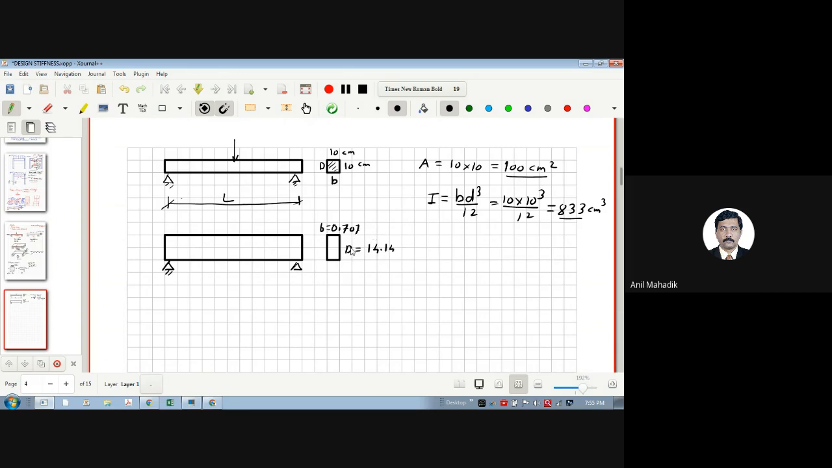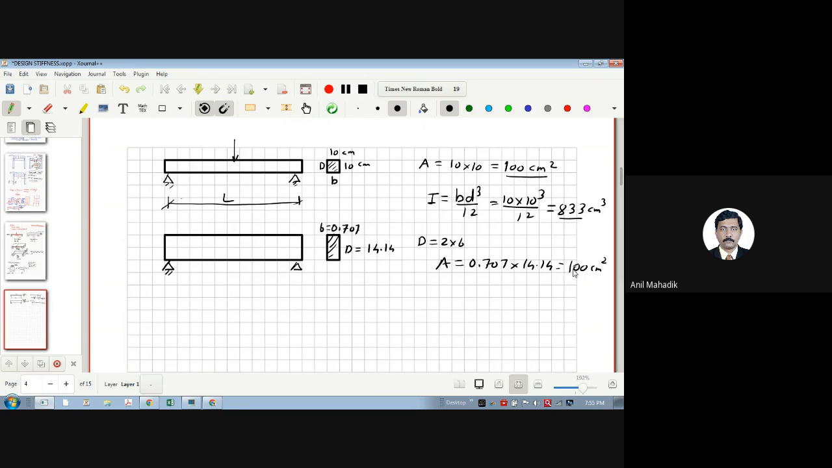I'm just taking. See, you can see here, the depth is double the B. See, D is nothing but 2 times B. But if you calculate, the area will be the same. 0.707 into 14.14 will be nothing but 100 cm square.